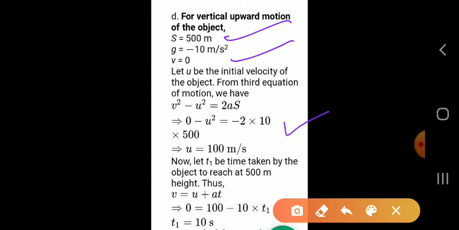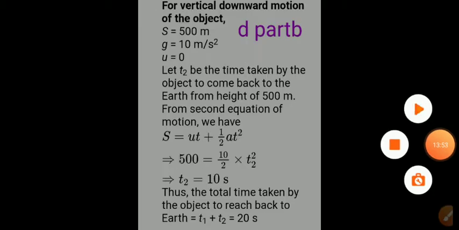So let us see the second part. This is the second part, children. For the vertical downward motion of the object, S is given as 500 meter, G is 10 meter per second square, U is equal to 0. Here let T2 be the time taken by the object to come back to the earth. First T1 was to go upward and T2 is to come back to the earth from the height of 500 meter. So from the second equation we have S is equal to UT plus half AT square.